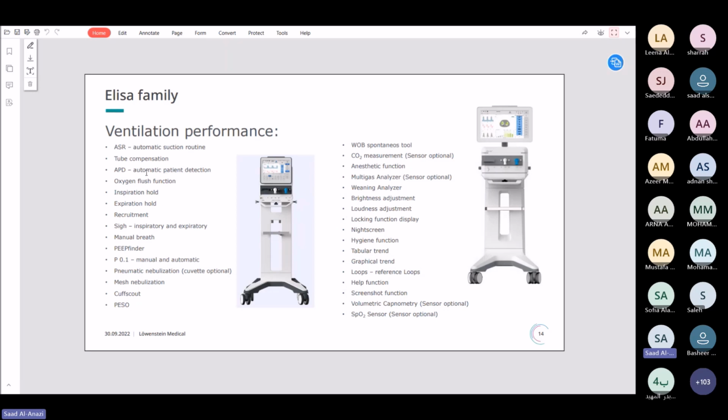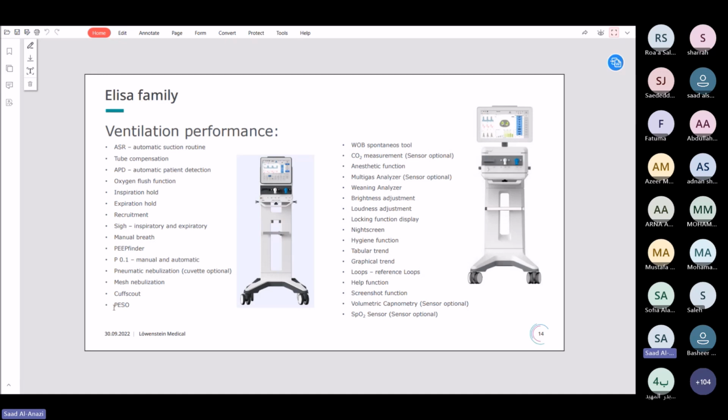We have tube compensation. We also have all the maneuvers, which can give inspiratory hold and expiratory hold. We have two types of recruitment, pressure recruitment and the PEEP recruitment. So we have the PEEP finder, which is unique, and it is the first ventilator that can give the PEEP finder. We will explain it, inshallah, later in our lectures.